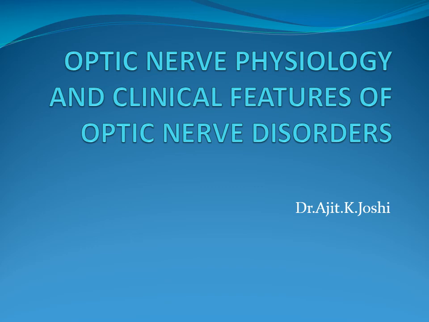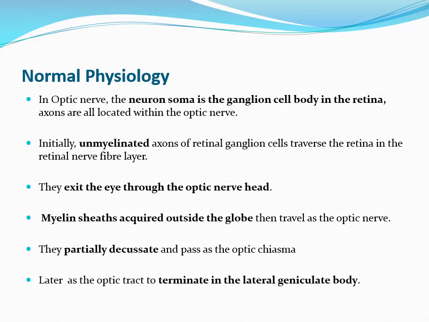Last time we studied the anatomy of the optic nerve. Today we will discuss the next part of the optic nerve, that is the physiology of the optic nerve and the clinical features of patients suffering from optic nerve disorders. In short, the symptomatology of optic nerve diseases, and also we will study the investigations required in case of optic nerve diseases. Let us see normal physiology.